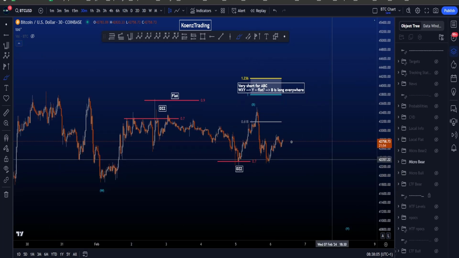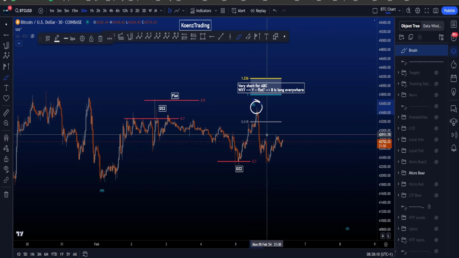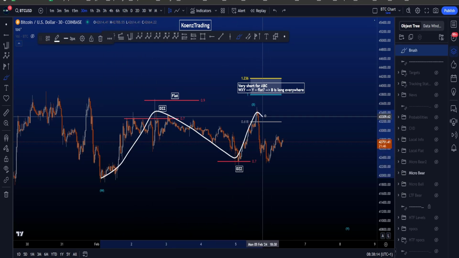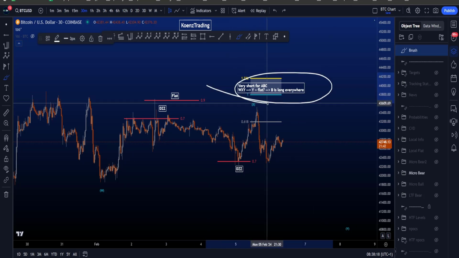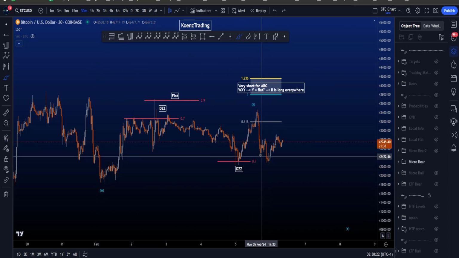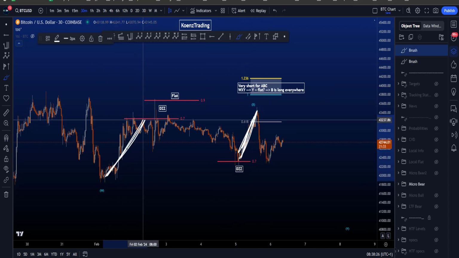Now then we have to look at this wave X subdegree count. At the moment I put wave X on top over here, right? So what could be a structure that would lead to wave X ending over here? Well, if we're looking for an ABC to the upside in a 5-3 and then a 5-wave move to the upside, then this wave C is very short compared to your wave A.